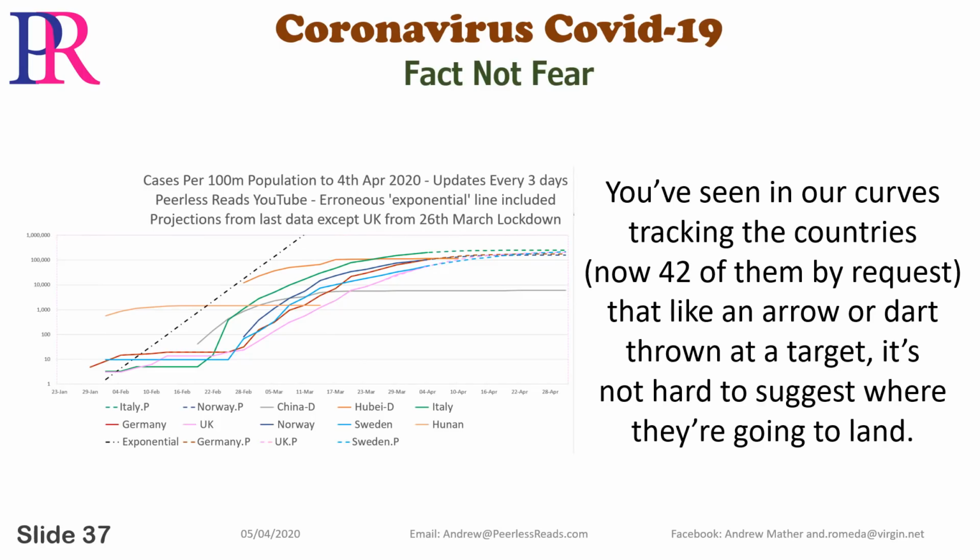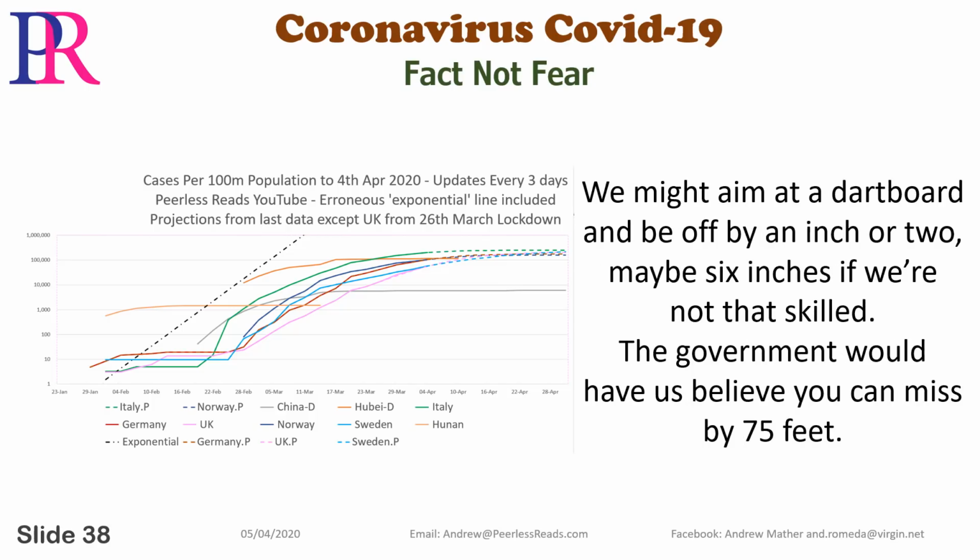You've seen in our curves tracking the countries, now 42 of them by request, that like an arrow or dart thrown at a target, it's not hard to suggest where they're going to land. We might aim at a dartboard and be off by an inch or two, maybe 6 inches if we're not that skilled. The government would have us believe you can miss by 75 feet.